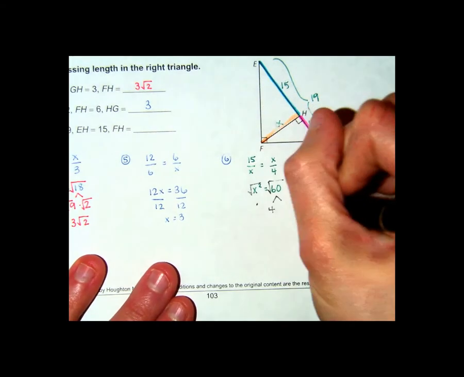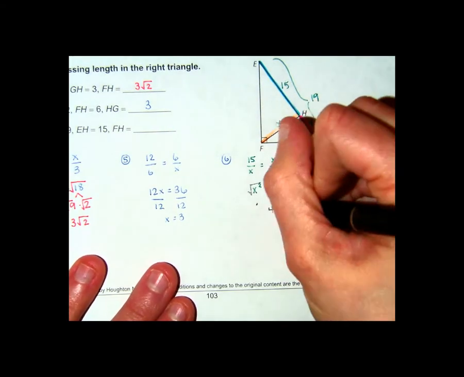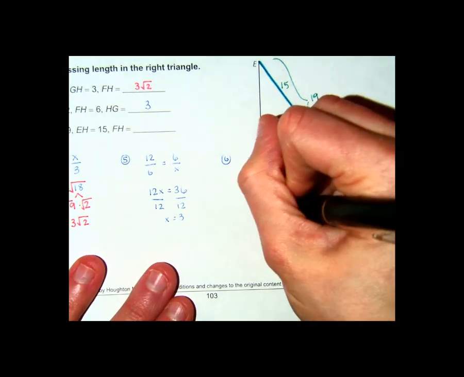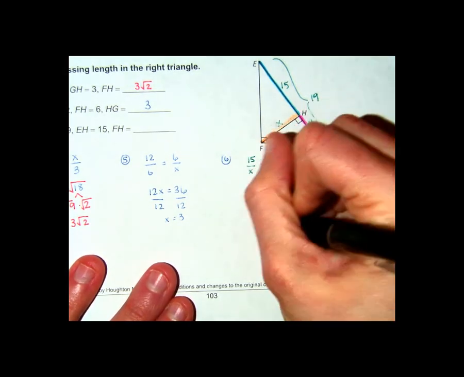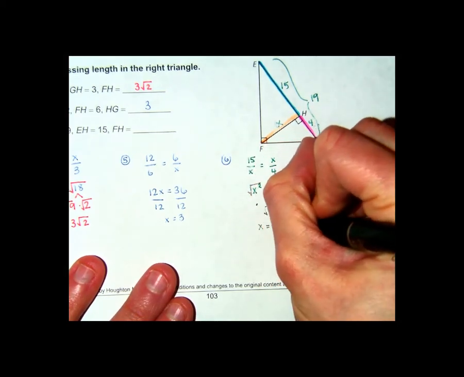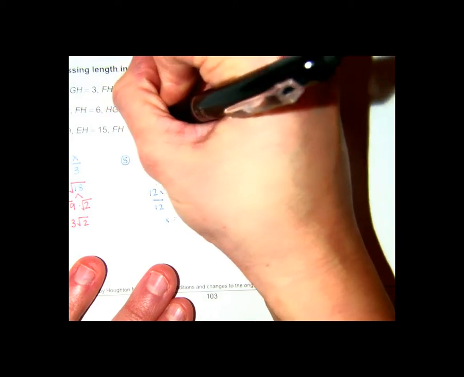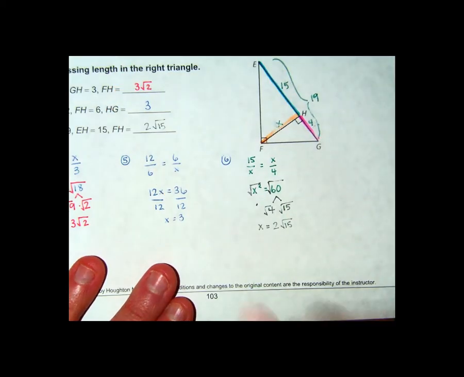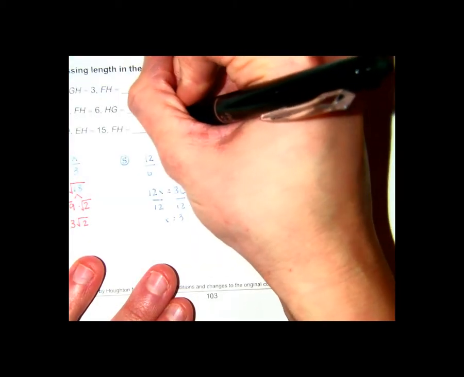Did you feel like that was too small? 4 and 15, okay. What's the square root of 4? So what's left inside? 15. So 2 square root of 15. Okay, we're going to do some more examples with that, but we're not doing anything new now.